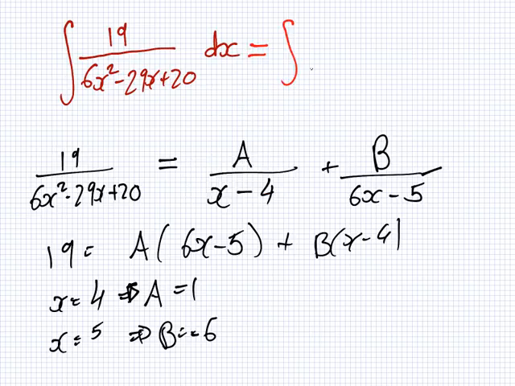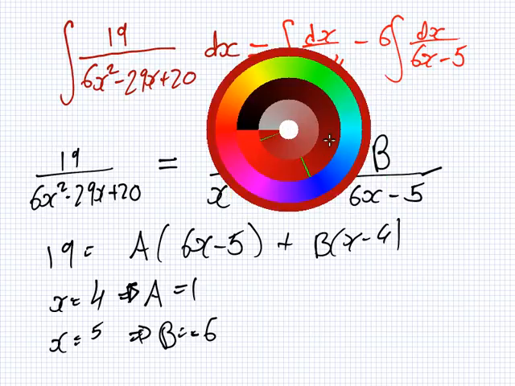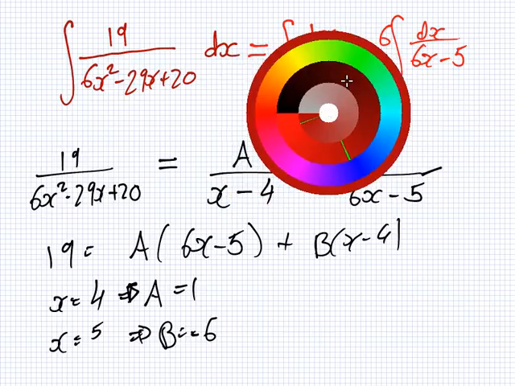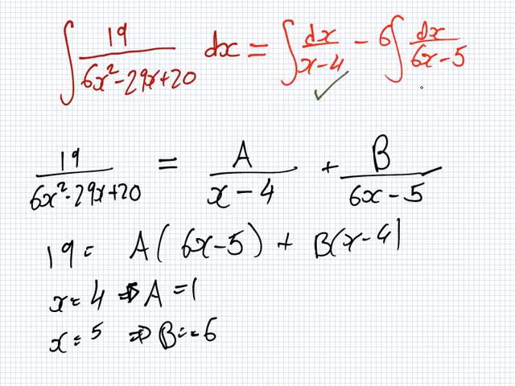So our problem has now become this. We want to integrate 1 over x minus 4 minus 6, and then we have a 6x minus 5 here. Now, situation good or bad? Good, isn't it? Because both of these are in the formula book.